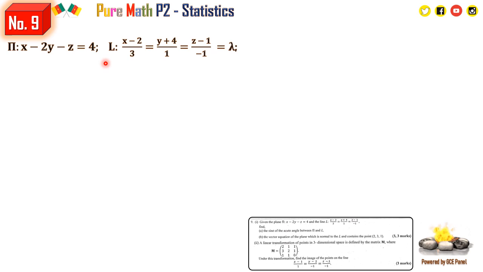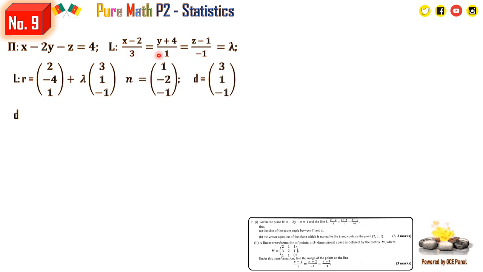Now, we need the normal to this plane and the direction vector of this line. For the direction vector of the line, we can just get the denominators. All these denominators give us the direction vector. The i value is 3, the j value is 1, the k value is negative 1. Now, for the normal to the plane, the coefficients of x, y, and z give us the normal to the plane. This line can be rewritten as (2, negative 4, 1) plus lambda times (3, 1, negative 1). The normal to the plane is (1, negative 2, negative 1). The direction vector of the line is (3, 1, negative 1). So now we have all these values.